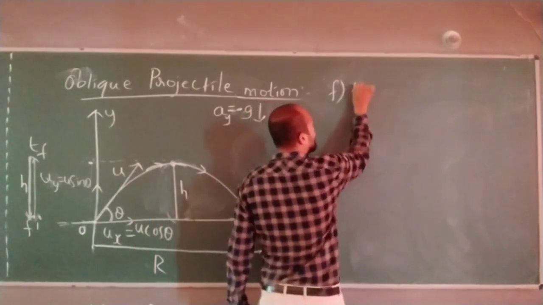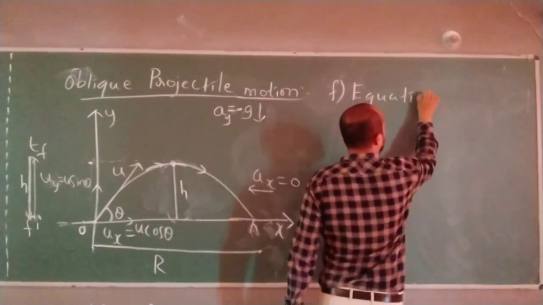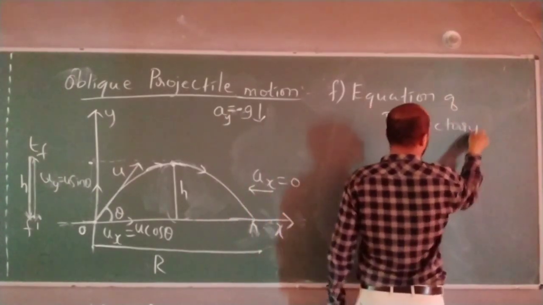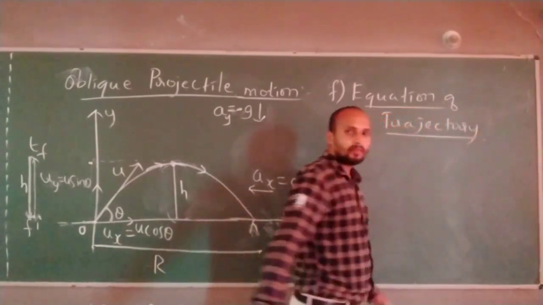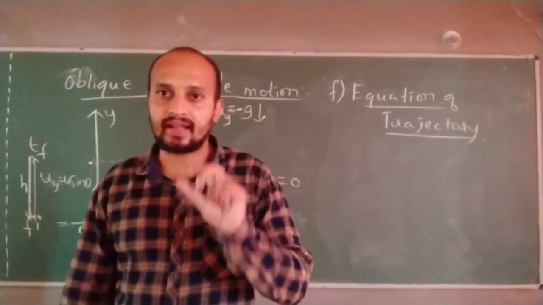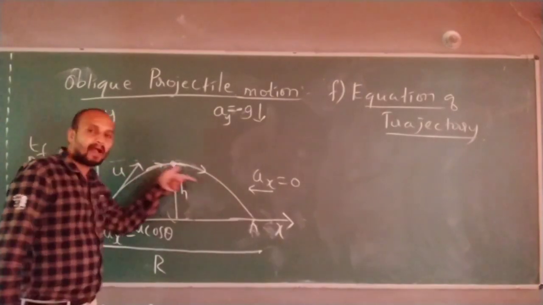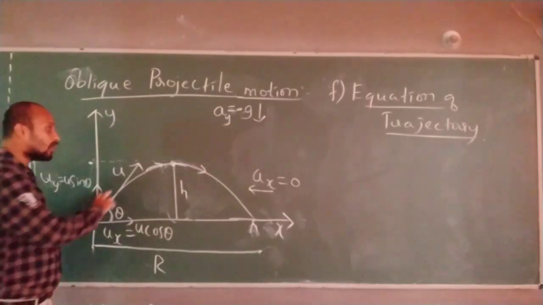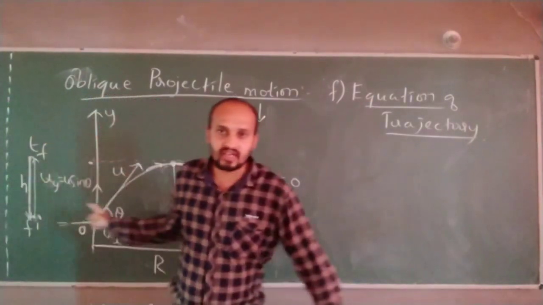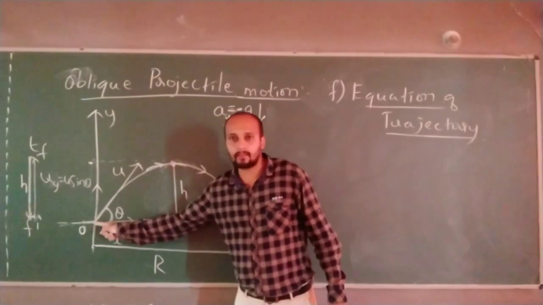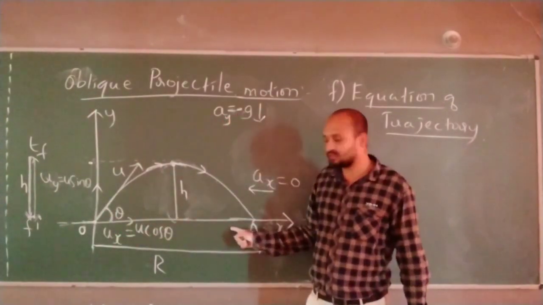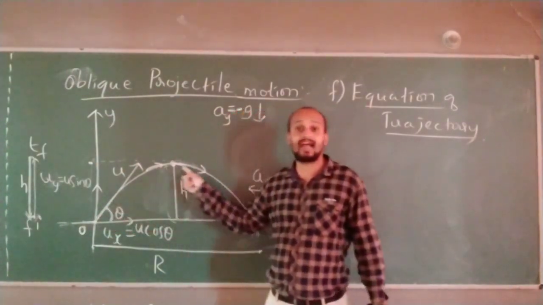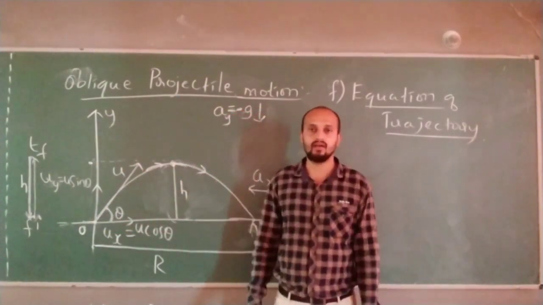Equation of trajectory. What do you mean by equation of trajectory? I told you trajectory means the path followed by the particle. The path followed by the particle is nothing but the equation of trajectory. The path followed by the particle is like this, which we call a parabola. Let us prove that the path followed by the projectile motion is a parabola.